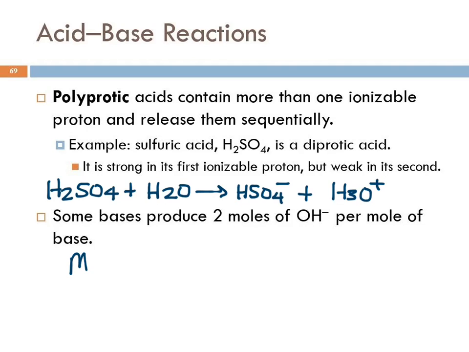How about something like magnesium hydroxide? Each mole or formula unit of magnesium hydroxide has 2 hydroxides, so it can release 2 hydroxides for each unit of this. Does that make sense? We don't have a name for those, but we have a name for the polyprotic acids. A monoprotic acid has 1 proton, diprotic has 2, and a triprotic has 3.